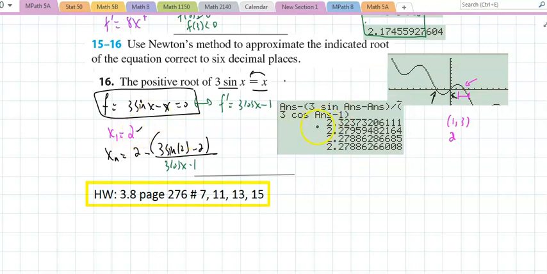So this was your first guess. This is the first iteration, x sub 2, x sub 3, x sub 4. It took 5 iterations until I got it accurate to 6 decimals. 1, 2, 3, 4, 5, 6 decimals. Alright, and there's the homework.